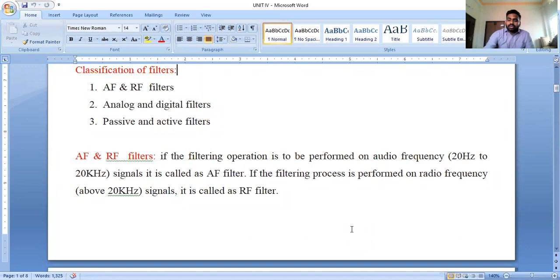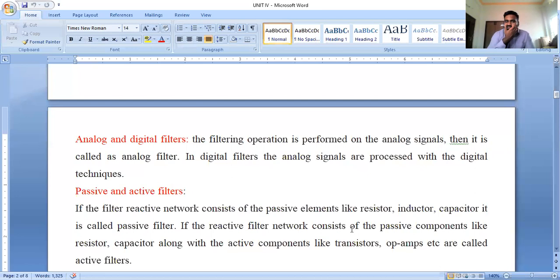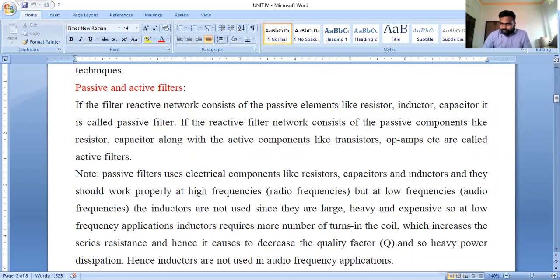radio filter. Coming to the second one, analog filters perform the filtration of analog signals, and digital filters perform the filtration process with respect to digital techniques. And active filters and passive filters, depending upon the construction and the application, we classified as active filters and passive filters.